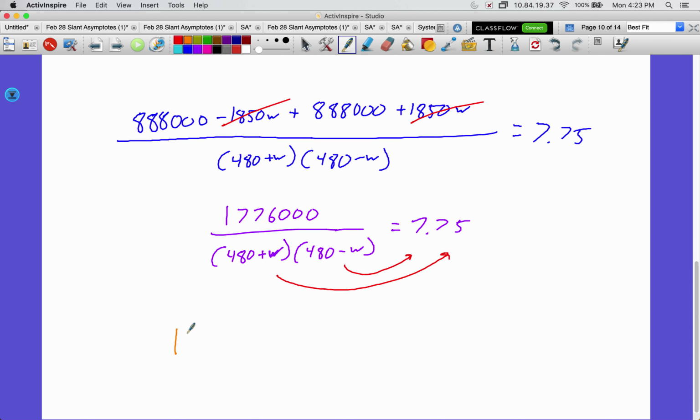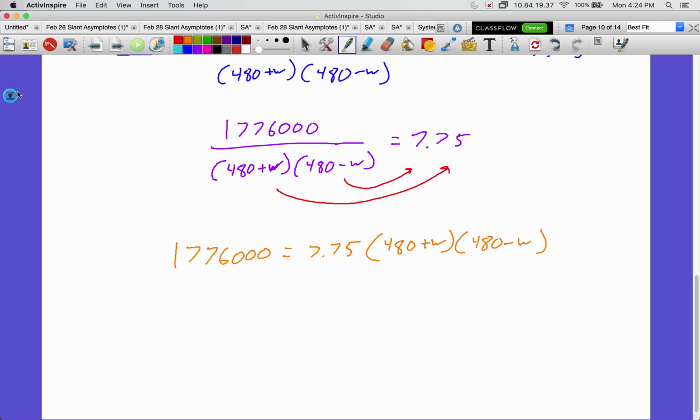And now I've got 1,776,000 equals 7.75 times 480 plus W times 480 minus W. And now I have a quadratic to solve. So I do need to distribute all of this side. These are conjugates, so they do eliminate their middle terms, which saves us a little bit of work.